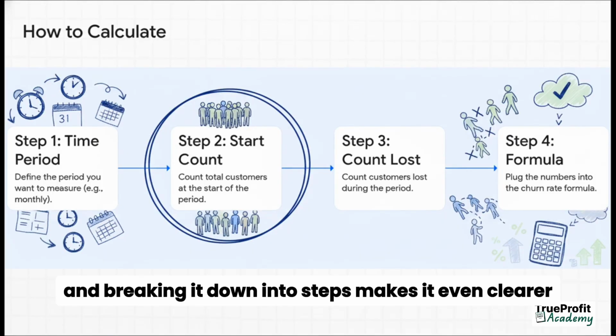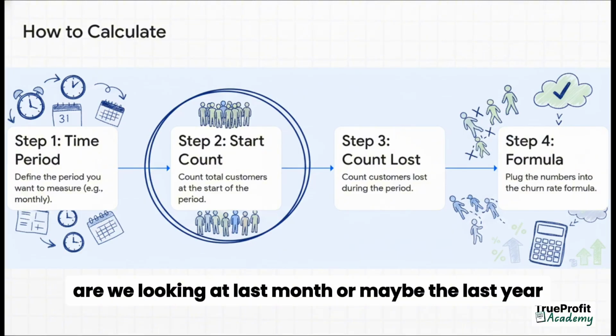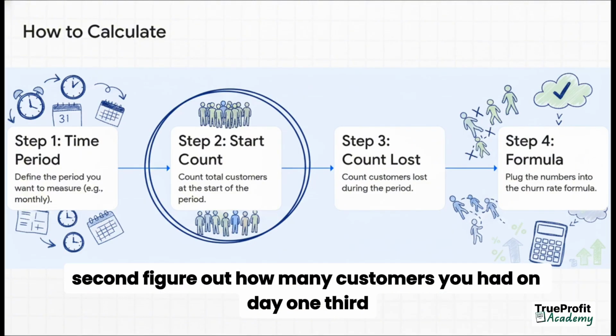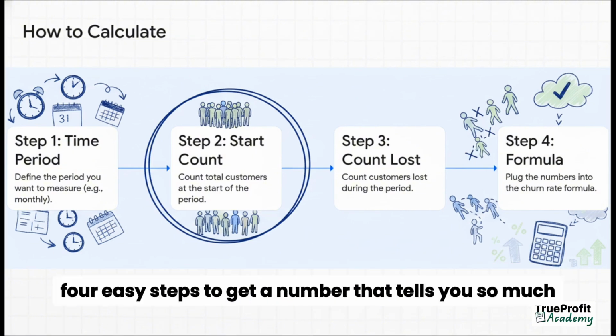And breaking it down into steps makes it even clearer. First, decide on your time frame. Are we looking at last month or maybe the last year? Second, figure out how many customers you had on day one. Third, count up how many of them left. And fourth, plug those two numbers into the formula we just looked at. That's it. Four easy steps to get a number that tells you so much.